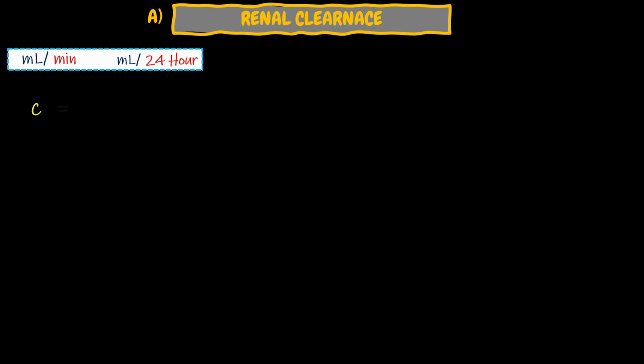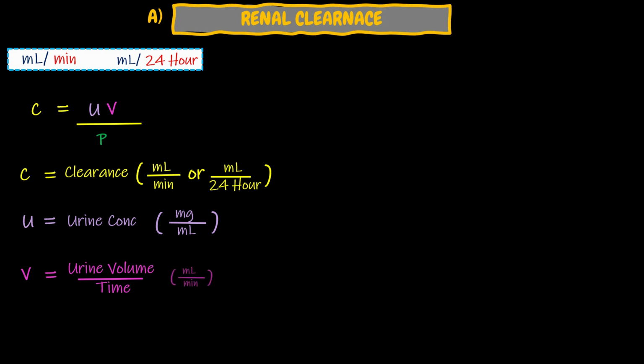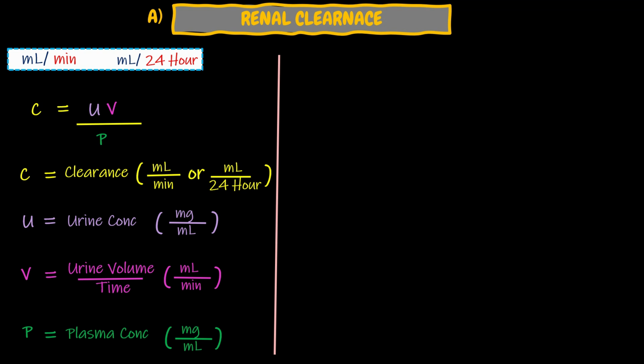Now, let's discuss the equation of clearance. C is equal to U into V divided by P. What are U, V, and P in the equation? Well, C is clearance, and its units are milliliter per minute or milliliter per 24-hour. U is urine concentration. Its unit is milligram per milliliter. V is urine volume per time. Its unit is milliliter per minute. P is plasma concentration. Its unit is milligram per milliliter.